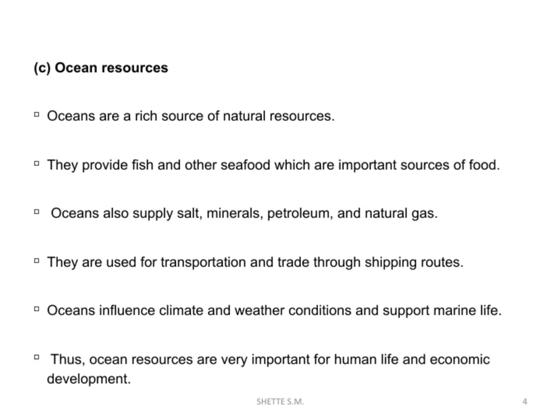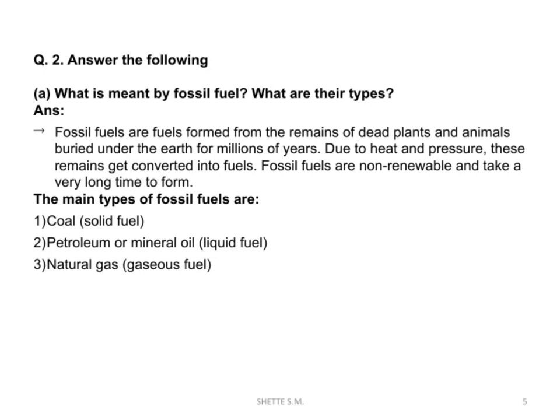Beyond that, oceans are crucial for transportation and trade. Many shipping routes cross the seas, connecting countries and enabling global commerce. The influence of oceans extends even to our climate and weather. They help regulate temperatures and support a vast variety of marine life. All these points highlight how important ocean resources are, not just for sustaining life, but also for driving economic development. As we move through this presentation, keep in mind how central the oceans are to our daily lives and the health of our planet. Let's talk about fossil fuels.